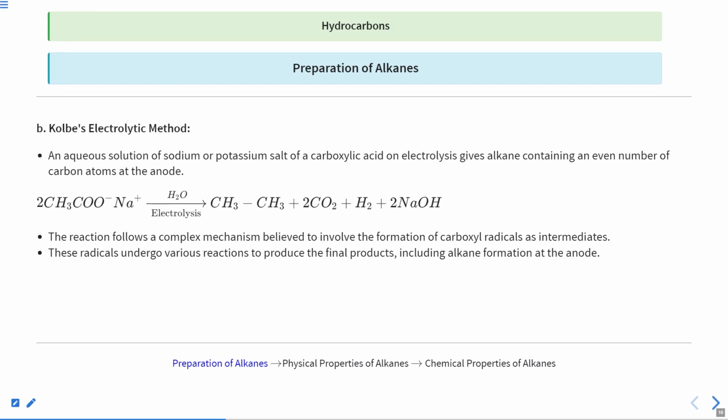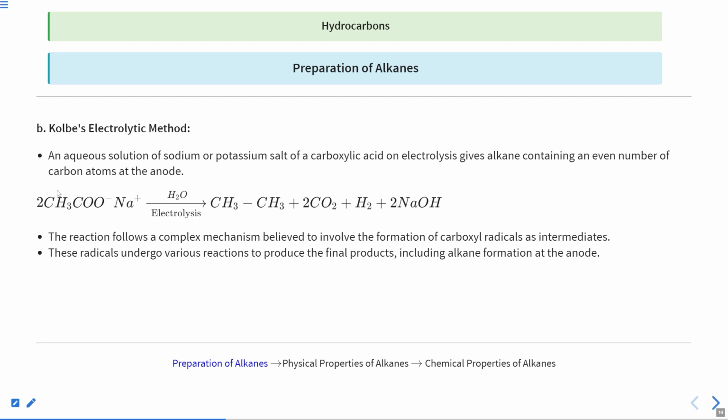Next is the Kolbe electrolytic method. Again, we are taking the sodium salt of a carboxylic acid and electrolyzing it. It also goes through a radical mechanism. Various parts of this compound are broken and converted into radicals, and these radicals combine with each other to give an alkane. Since we have taken only one carbon apart from the carboxylic part, that has resulted in one compound.